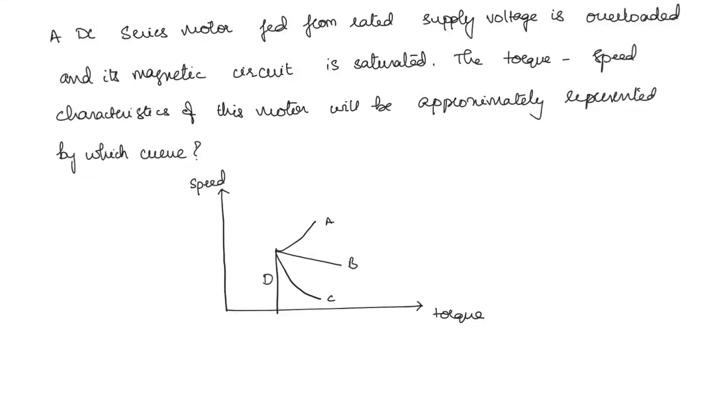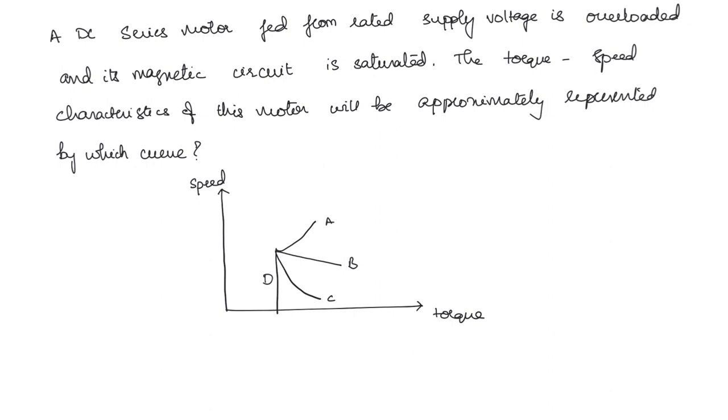Now the next question that we have is, a DC series motor fed from rated supply voltage is overloaded and its magnetic circuit is saturated. The torque speed characteristics of this motor will approximately be represented by which curve? So for a DC series motor, the speed torque characteristics will resemble C, right?